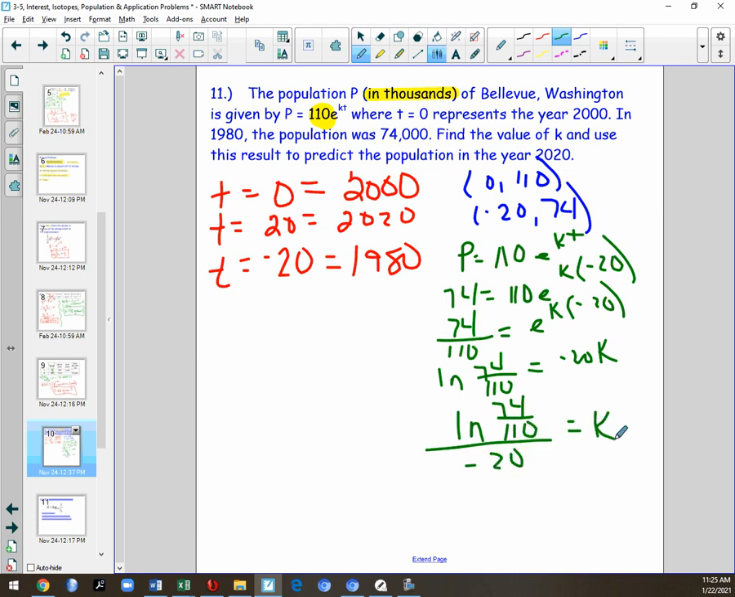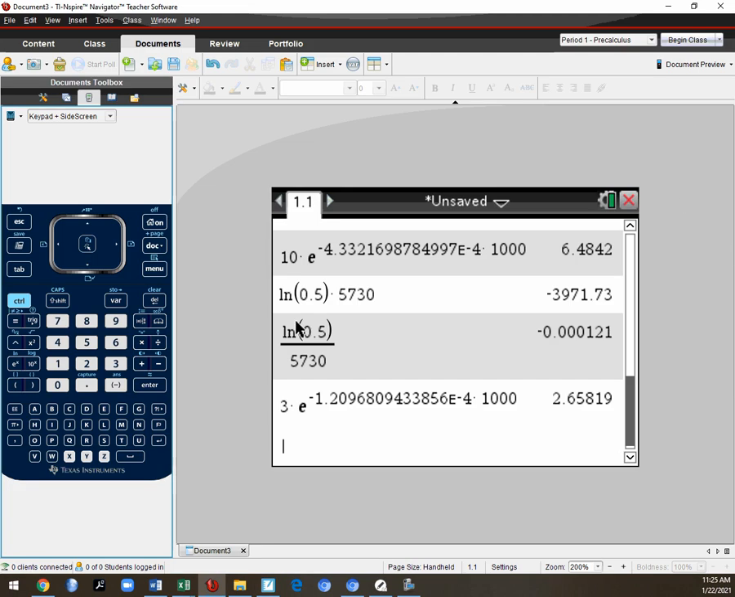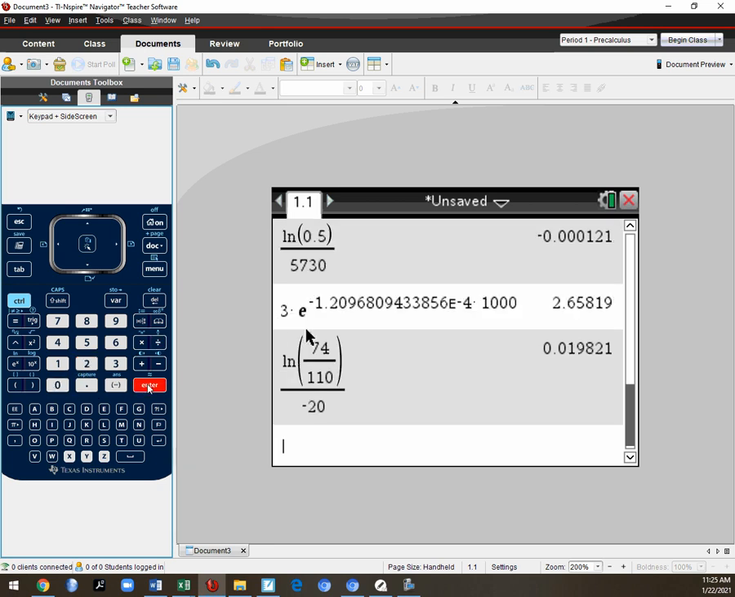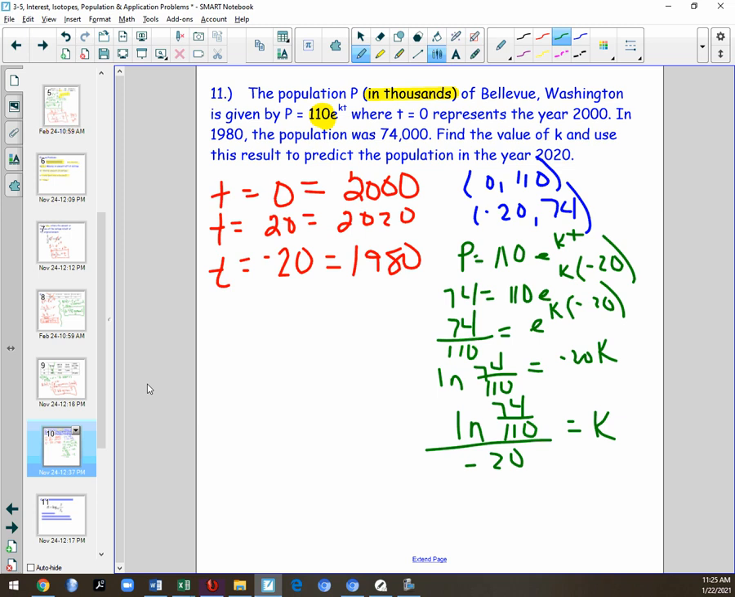And that's going to be equal to your rate. So if I come over here to my graphing calculator, I'm going to take the natural log of 74 divided by 110, and then I'm going to divide that by -20. And you're going to get an interest rate or a decay rate or a growth rate. In this case, it's positive, so therefore it's a growth rate of 0.019821. So I'm going to come back over here, I'm going to write that down. 0.019821 is equal to your K.